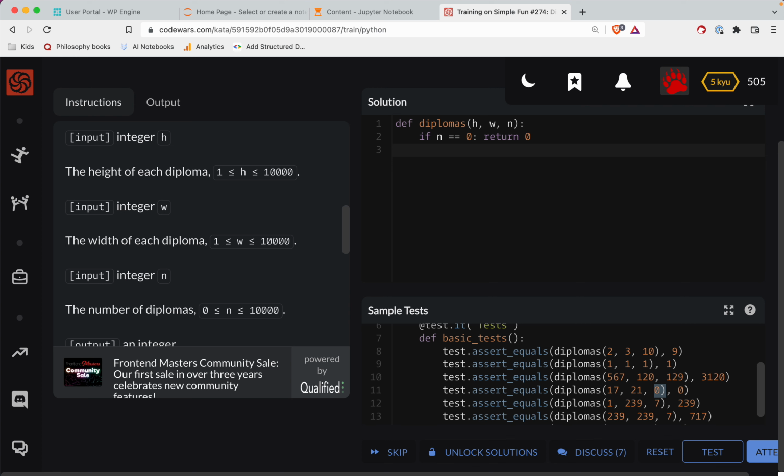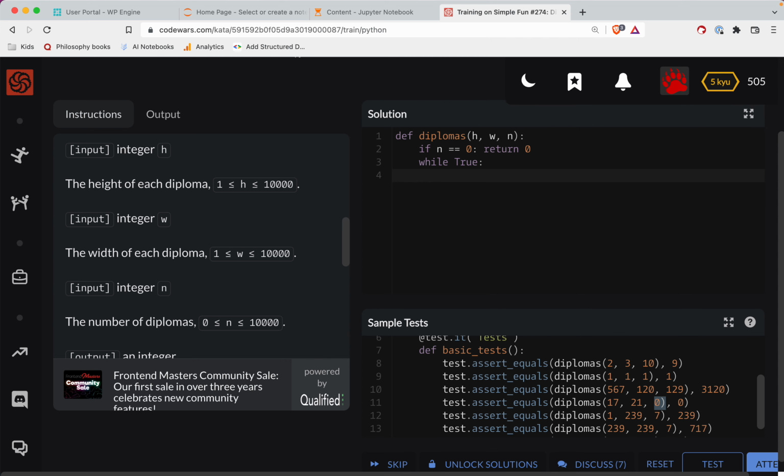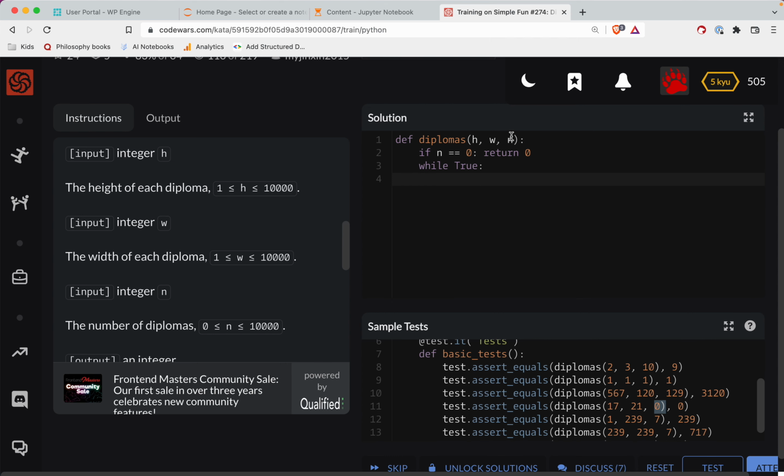let's look at what we're going to do. We'll do an infinite loop. Okay, so while True, what we're going to do is we'll have a side at 1. And so what we'll do here is we're going to see how many can we fit longwise.